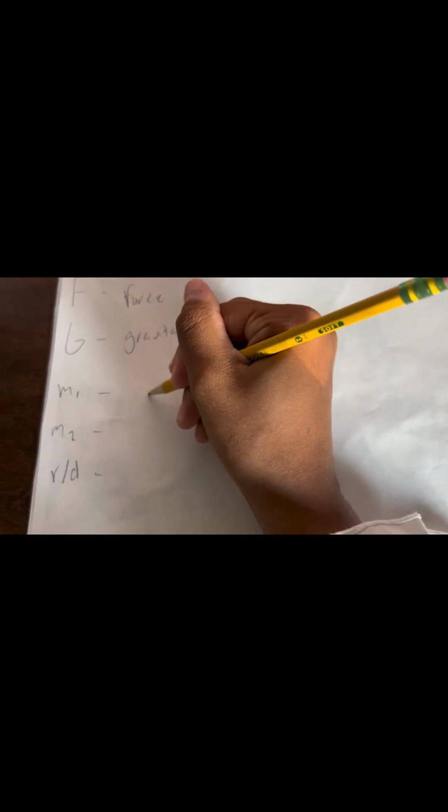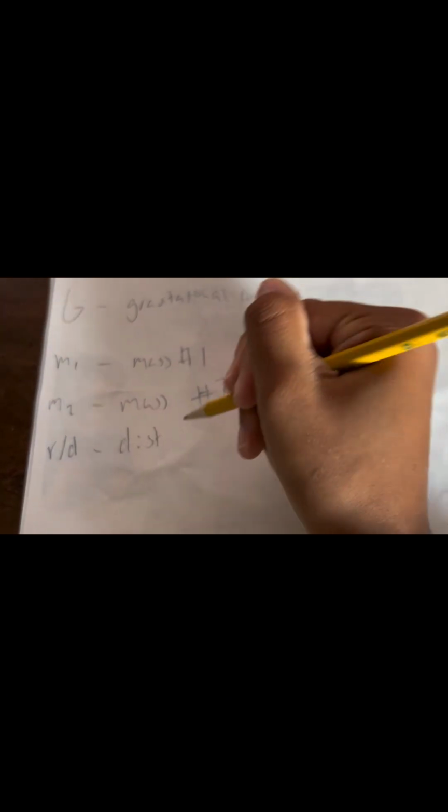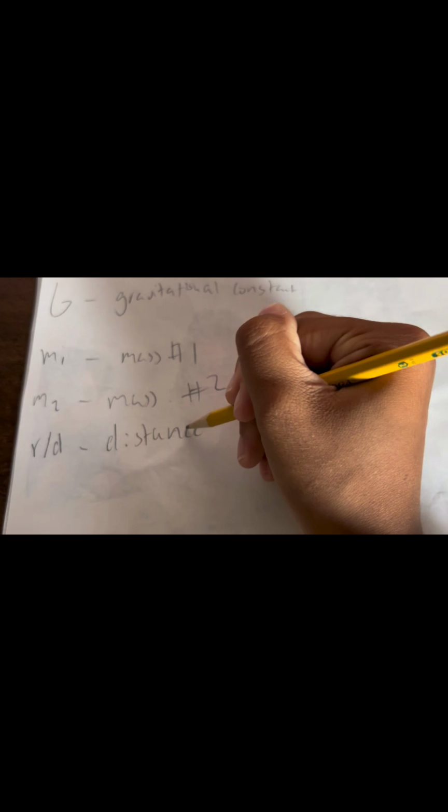Then M1 and M2 are basically the same thing, but this is the mass for object 1, and this is the mass for object number 2. And then this is the distance between the centers of the two objects.